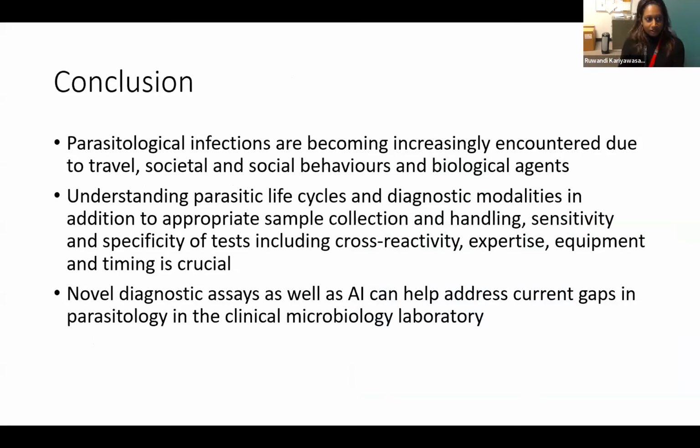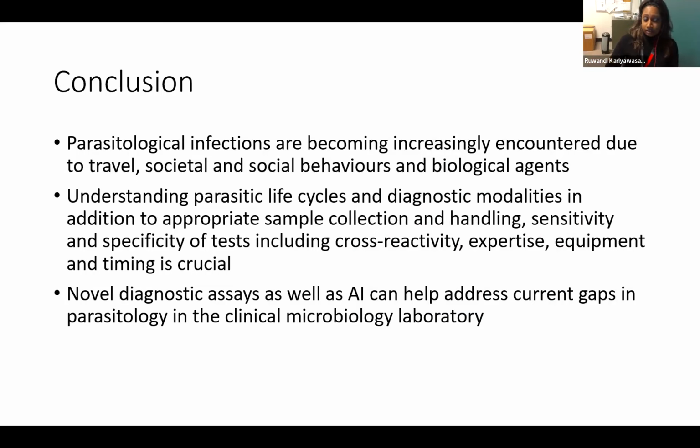I just want to reinforce the fact that parasitological infections are becoming increasingly encountered. I'm sure you've probably seen them in the news with malaria and a few cases in the States. We're encountering them more and more just because we like to travel. There are societal and social behaviors, vectors, and the organism itself. All of those geographical distributions are changing because of climate change and expanding with urbanization, et cetera.